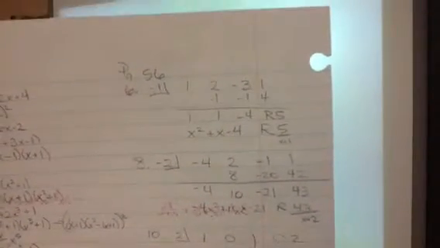Number 6, I got x squared plus x minus 4 plus 5 over x plus 1. The work that I have shown there is synthetic, so if you did long division, please pay no attention to mine. Number 8, I got negative 4x squared plus 10x minus 21 plus 43 over x plus 2. Number 10, x cubed plus 2x squared plus 5x plus 10 plus 22 over x minus 2.